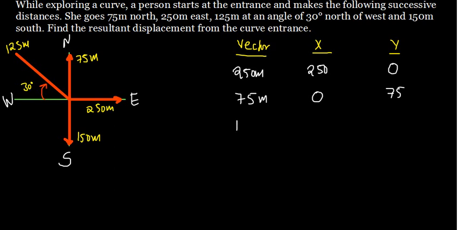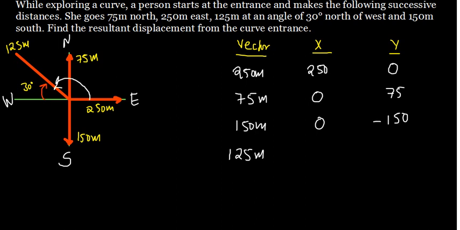And then for the 150 meters displacement, it is towards the south, meaning that x is 0. And since it's going towards the south, south is a negative y value, so that would be negative 150. So the only one you need to break into components is the 125 meters. And the angle that you need to use is this angle here.